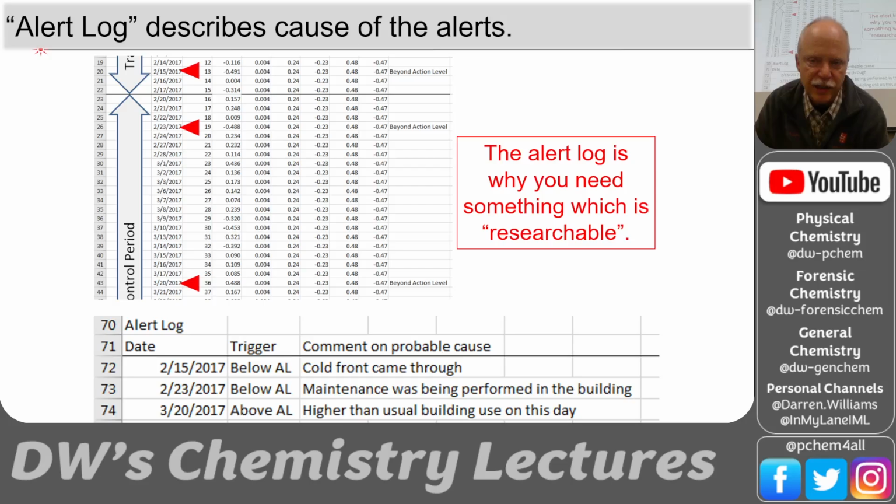And so that's why you need something researchable. And so here's the weather one. You know, it comes along. It says a cold front came through. They were measuring something in the building, right? And so then this was below. So the maintenance was being performed on the building. And then this was above, higher than usual building use on this day. So maybe it was people, I don't know. But it's something researchable. If you do research online, put the URL in your table so I can see. Sometimes the URLs are really long, but that's okay. It's not that big a deal.